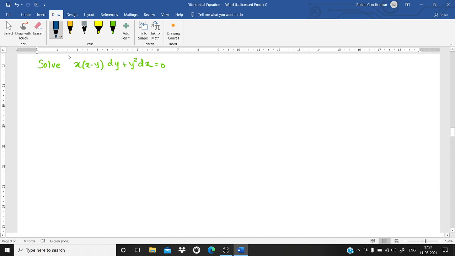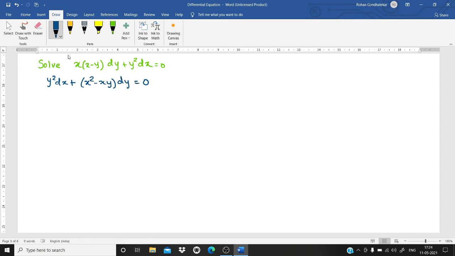Expressing it in the form of N dy plus M dx, I rearrange the terms. So this is y square dx plus, we multiply by x to the bracket, so we get x square minus xy into dy is equal to 0. Now our first job is to check whether this differential equation is exact or not. So here M is y square and N is x square minus xy.